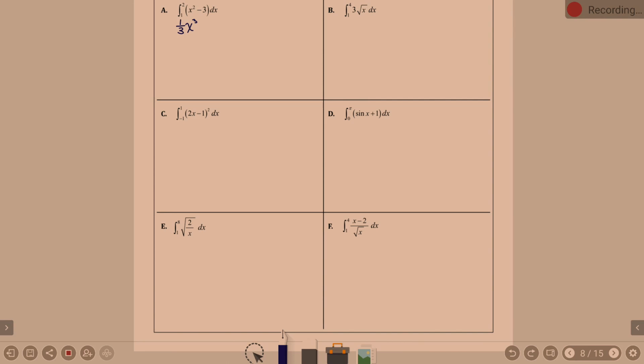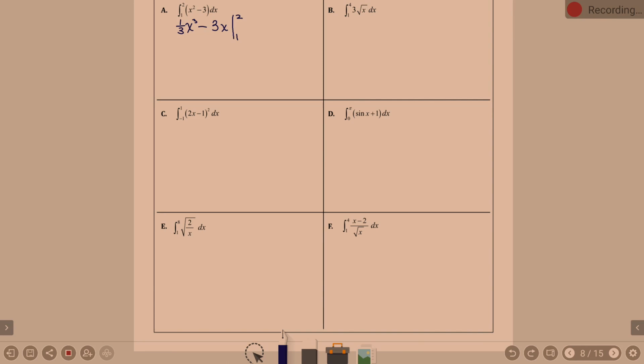Minus, what's the antiderivative of 3? 3x. You're just adding the x to it. Now, if this was yesterday, what would I add on right now? Plus c. But it's not yesterday. Today we have bounds. So I'm going to say evaluated from 1 to 2. That is your proper notation.